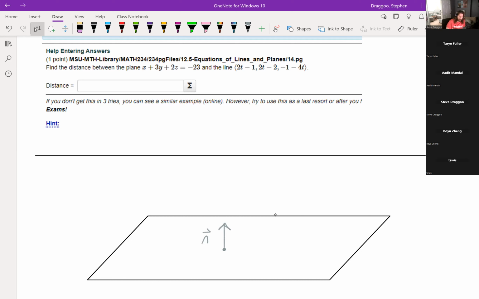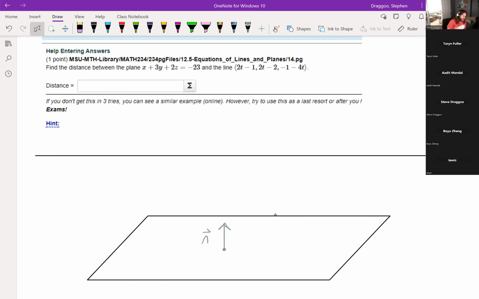Because again, it's got to be parallel. So the distance should be the same everywhere, which means we don't need to check multiple points. We can just find a single point on our line and look at the distance between that point and the plane. So really, if we're looking to get the distance between a plane and a line, it is the same as finding the distance between a point and a plane. We just have to pick some point that's on our line.